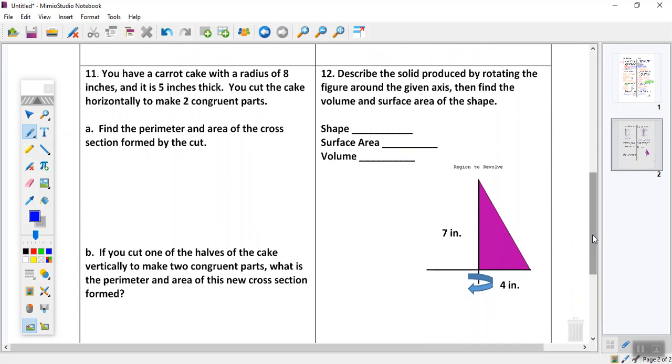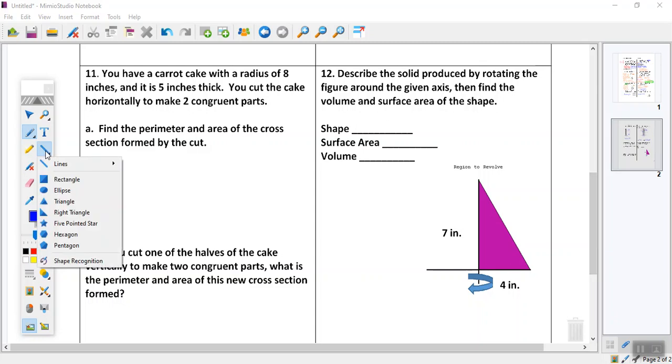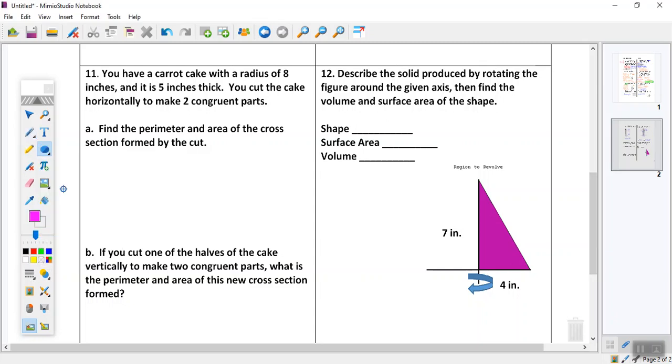Volunteer to read 11 for me. You have a carrot cake with a radius of 8 inches and it is 5 inches thick. Put the cake horizontally and make a few contours. Okay, so what shape is this if we're talking radius and height? Cylinder. So I'm just going to do this again. Quick draw cylinder. So here it is. Here's my carrot cake.